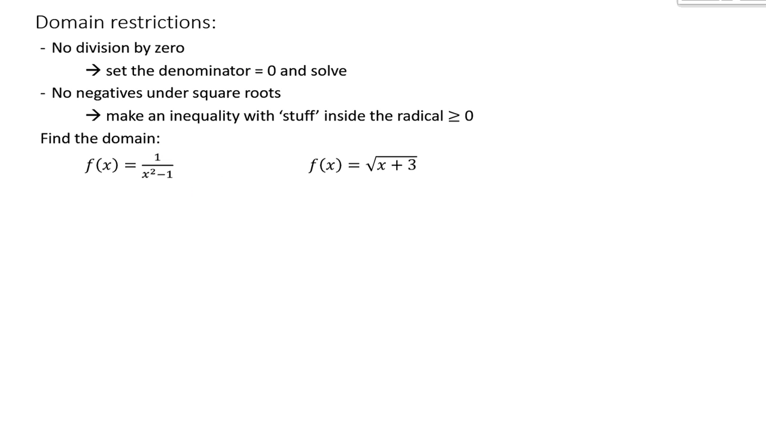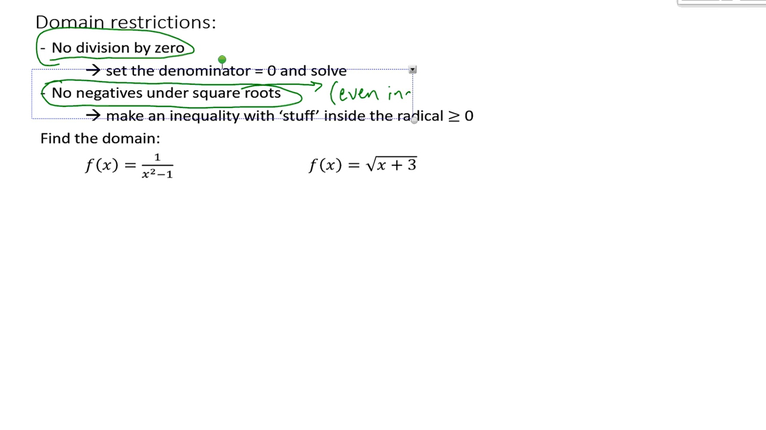Now there are two main ones. You cannot divide by 0. And there can be no negatives under square roots. Now I use square roots as a general term. This is any even index root, meaning square root, fourth root, eighth root, anything like that.